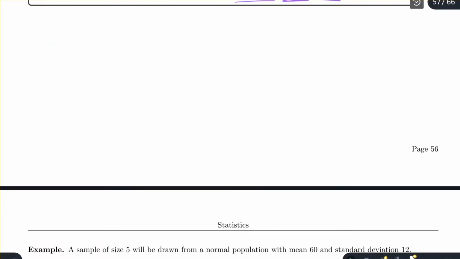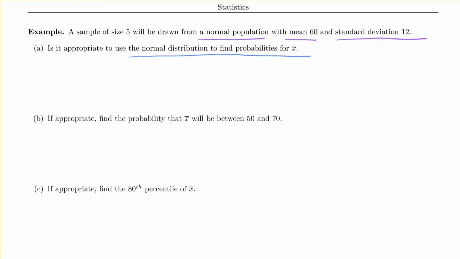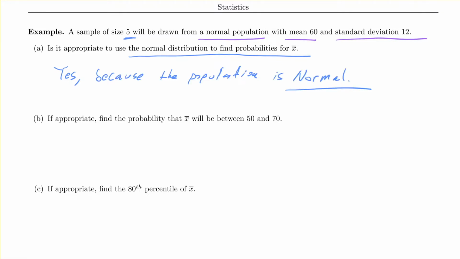So let's look at an example. A sample of size 5 will be drawn from a normal population with a mean of 60 and standard deviation of 12. Is it appropriate to use the normal distribution to find the probability of X bar? Yes. Although size 5 is less than 30, the population is normal, so it is appropriate to use the normal distribution for the sample.